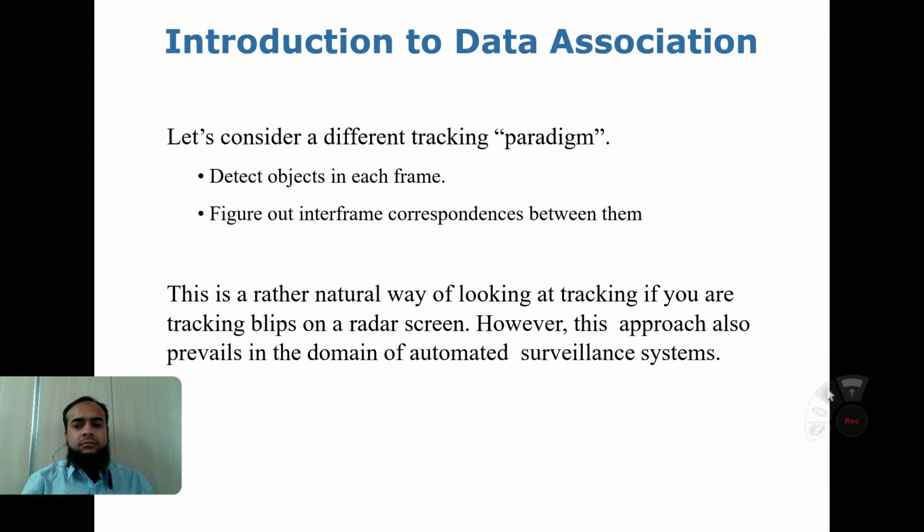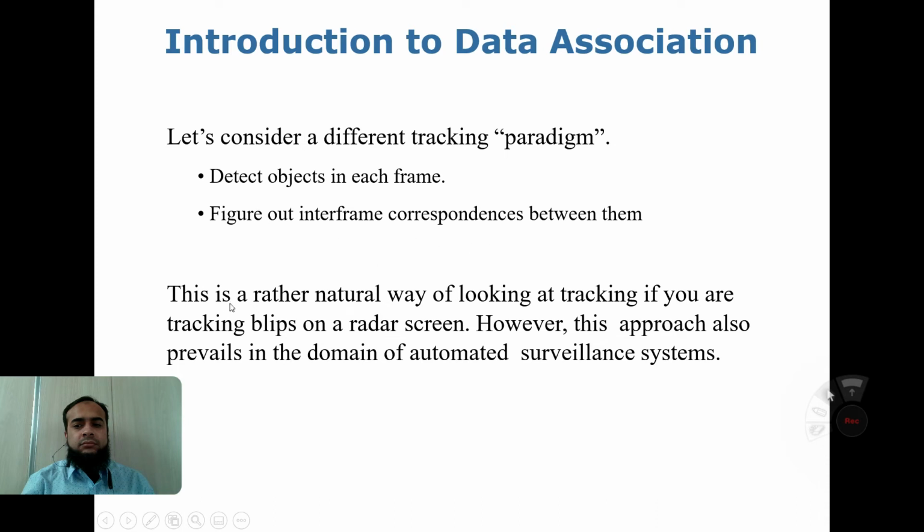So let's consider a different tracking paradigm. Detect objects in each frame, then figure out the interframe correspondence between them. So in each frame, we need to detect the object, and the object changes its position in each frame, and also in each frame the behavior of the object is unknown. So we do not know what the behavior of the object will be in the next frame, and we have to figure out the interframe correspondence between them.